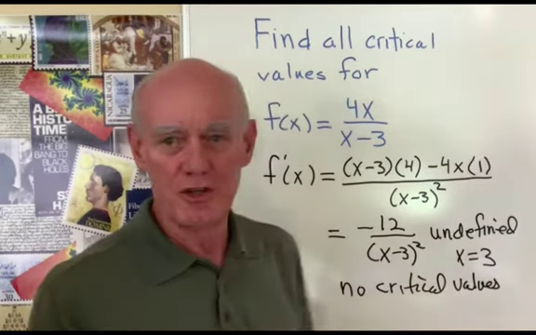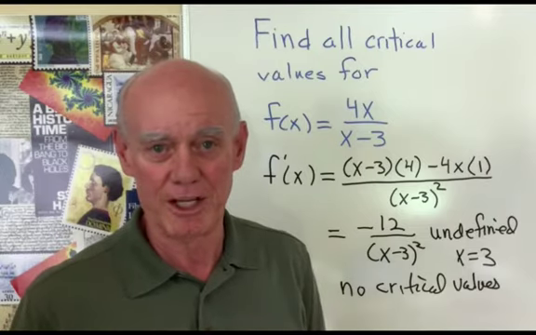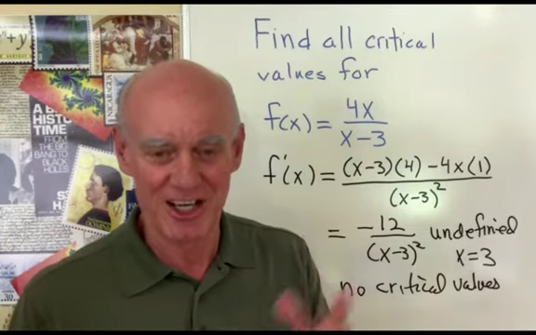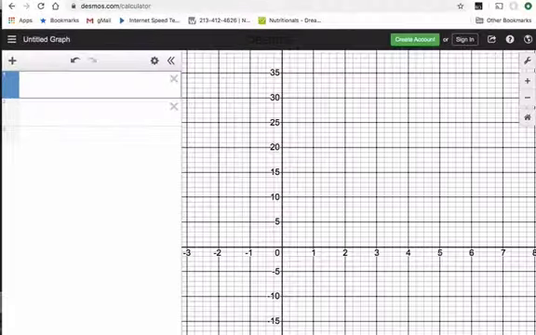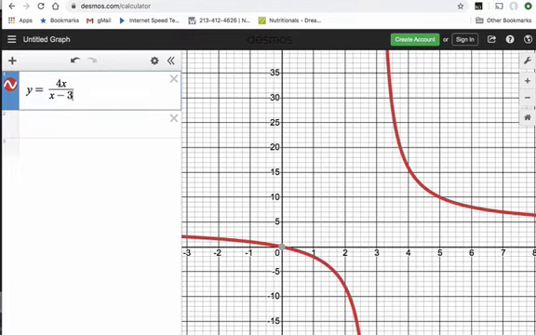Okay, so let's go to the computer real quick and look at our Desmos graph and see if what we get for the graph makes sense on this. So let's take a look. Okay, here's our Desmos graph. So I'm going to put in the equation y equals 4x over x minus 3. And you can see there we get a graph that looks like it goes off to infinity, both up and down at x equal 3.